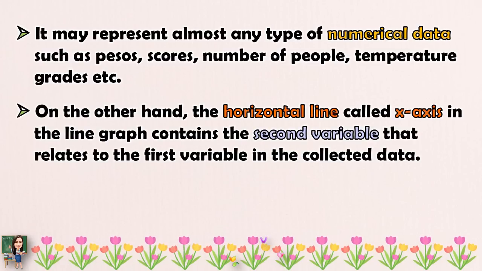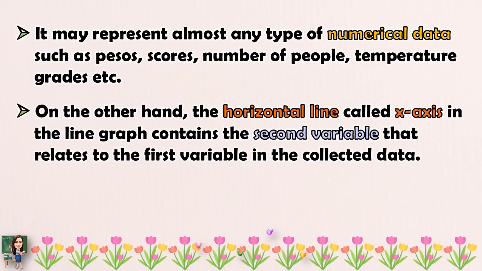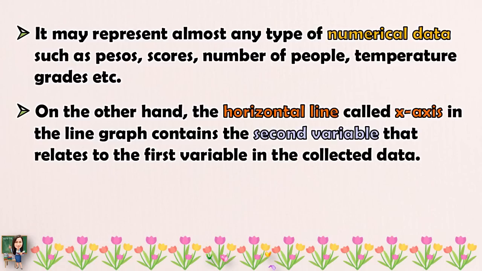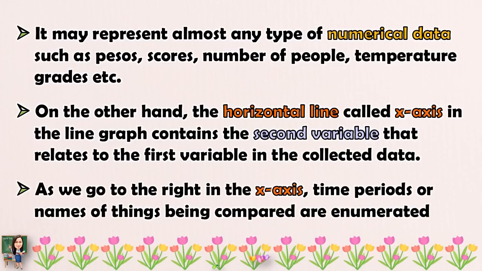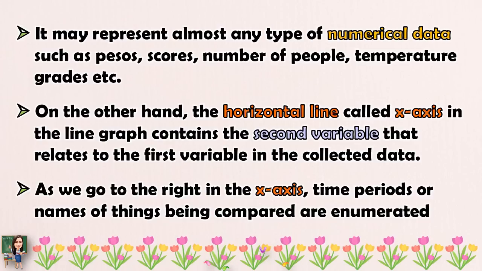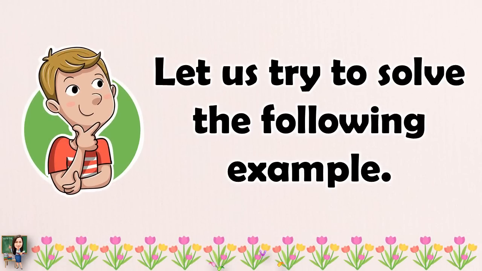On the other hand, the horizontal line called x-axis in the line graph contains the second variable that relates to the first variable in the collected data. As we go to the right in the x-axis, time periods or names of things being compared are enumerated. Let us try to solve the following example.